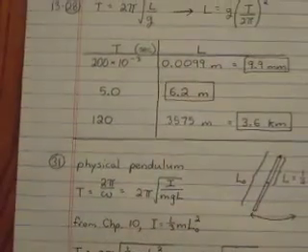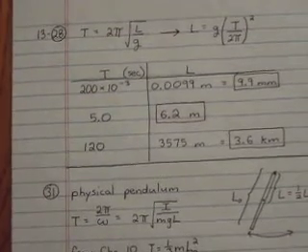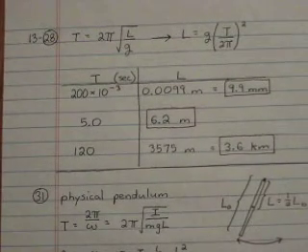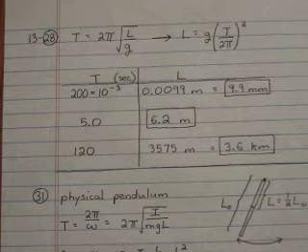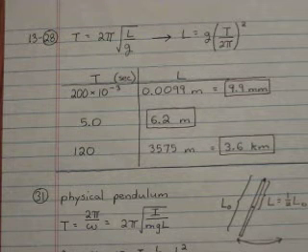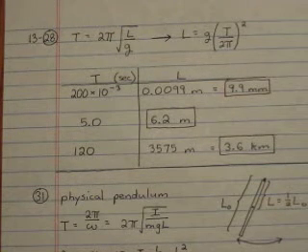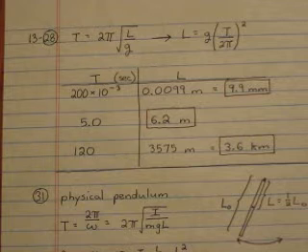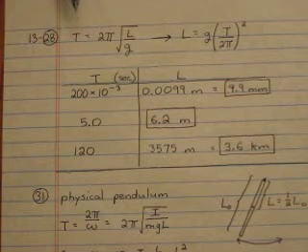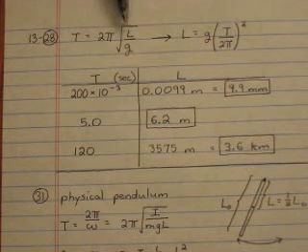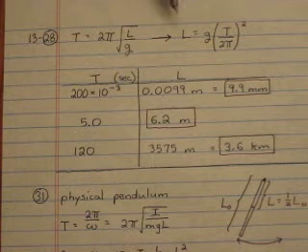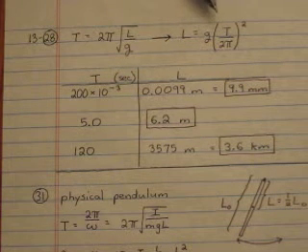Okay, 28, probably the easiest of this set. How long should a simple pendulum be? So its period is given by the following. Okay, so here's the relationship between period and length. We want to solve it for length. So length equals g times the square of T over 2 pi.